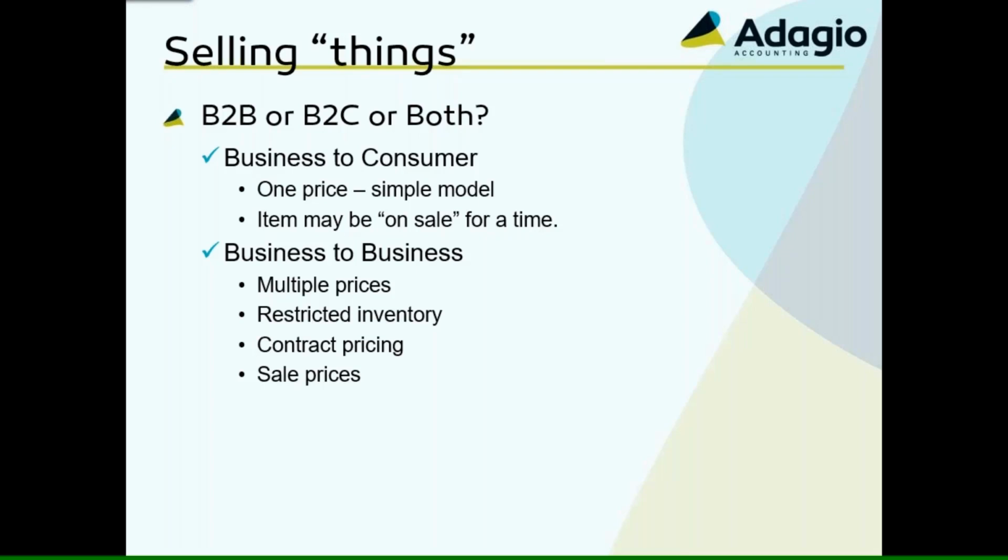Business to business is much more complex, and you have multiple prices. You can restrict inventory. You can say this business cannot buy these inventory items, although we sell them. Our distributorship agreement precludes us from selling these items to these customers. You may have contract pricing where you are contractually obligated to sell an item at a specific price to a specific customer. And sale prices can be based on quantity and over a period of time. Same kind of sales that you have with consumers, but a little bit different.